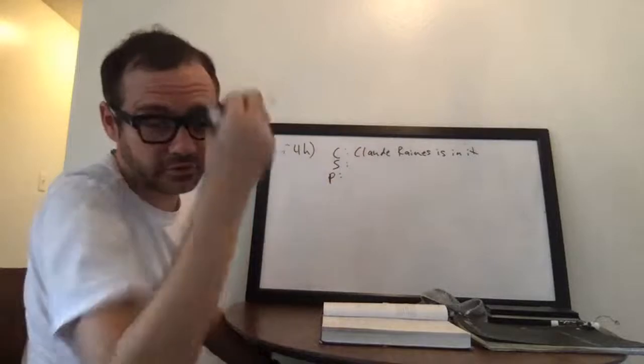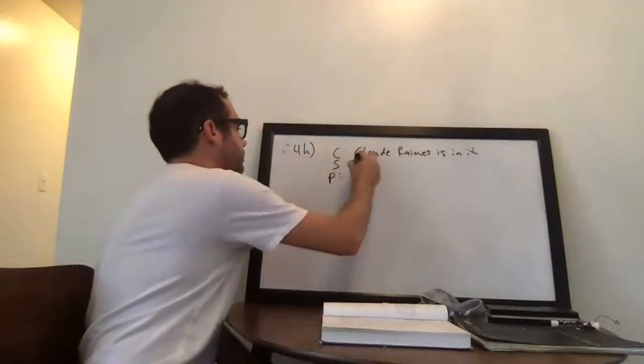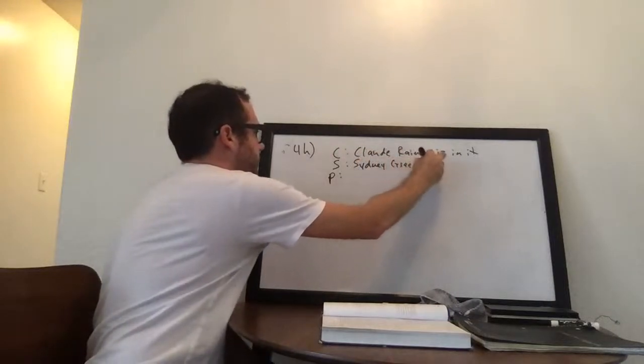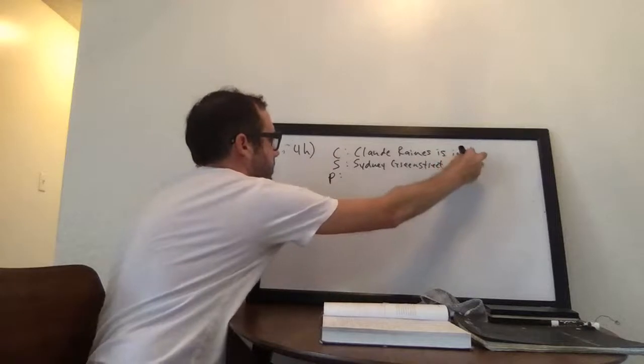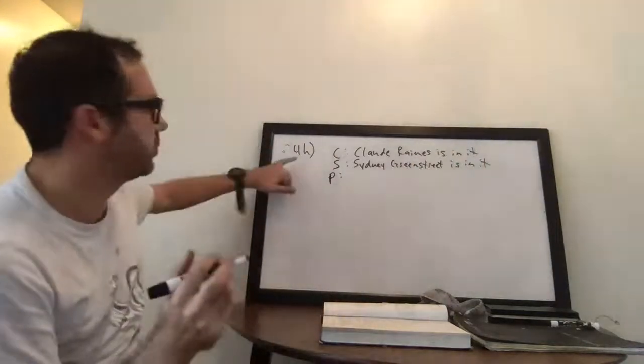S is for, see, I don't know these old-time Hollywood actor names, so I got to keep looking back. Sydney Greenstreet is in it. P for, we're doing question 4H.